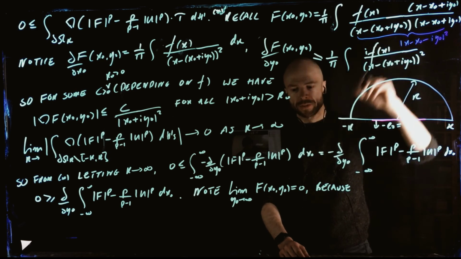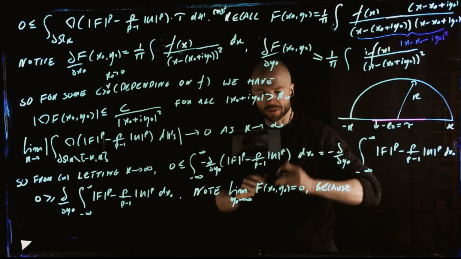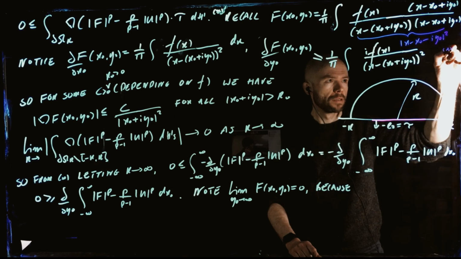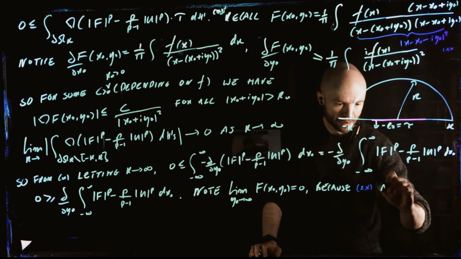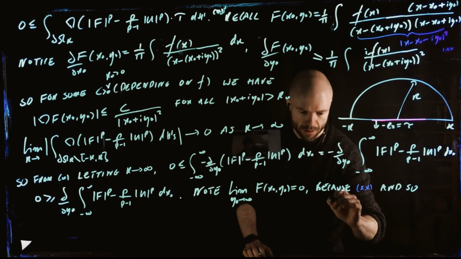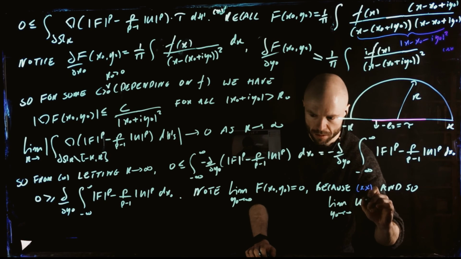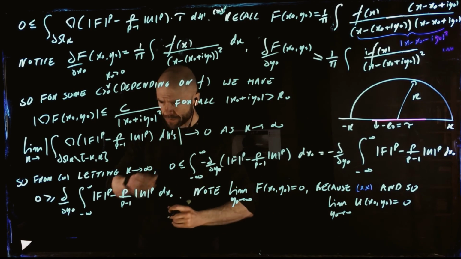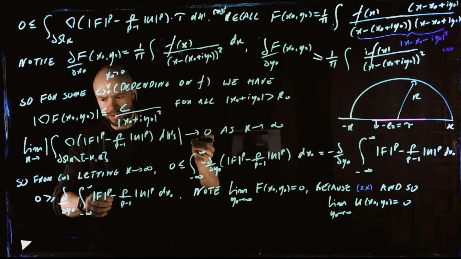So this is true for f, and u is just a component of f, so it's also true for u. Let's call this thing star star. So the limit as y0 goes to infinity of this guy is also going to go towards 0. So we have that this entire integral, as y0 goes towards infinity, is tending towards 0.